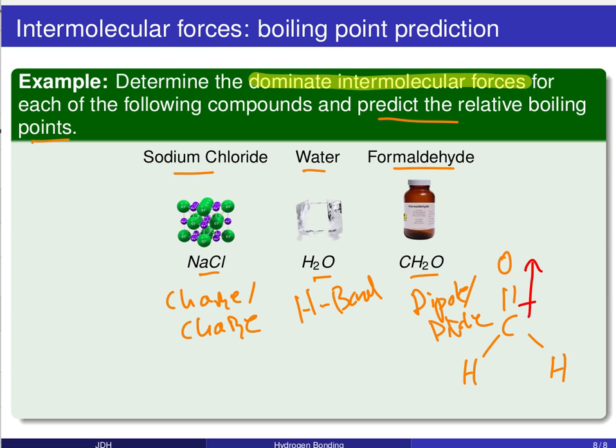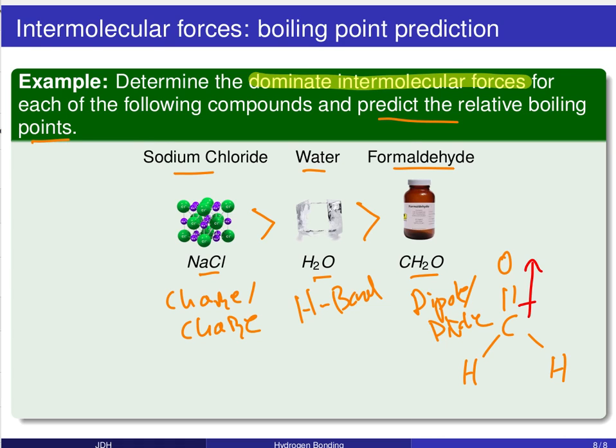And so as a result, the boiling points are going to be ranked such that sodium chloride is going to have a higher boiling point than water, which is going to have a higher boiling point than formaldehyde. And in fact, you would see this: at room temperature, the sodium chloride is going to sit there on the table as salt, water is going to be a liquid, and formaldehyde will actually be a gas.